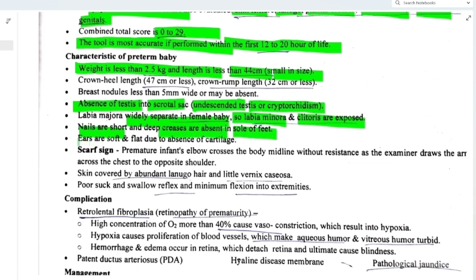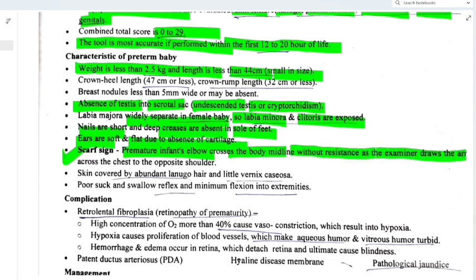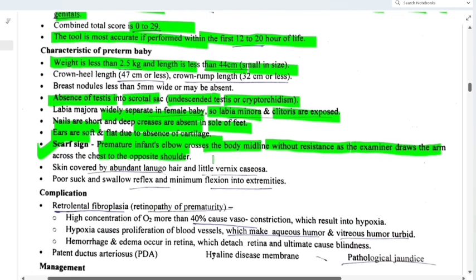Then ears are soft and flat due to absence of cartilage. Then scarf sign, that is, in a premature infant the elbow crosses the body midline without resistance as the examiner draws the arm across the chest to the opposite shoulder. That is the scarf sign.